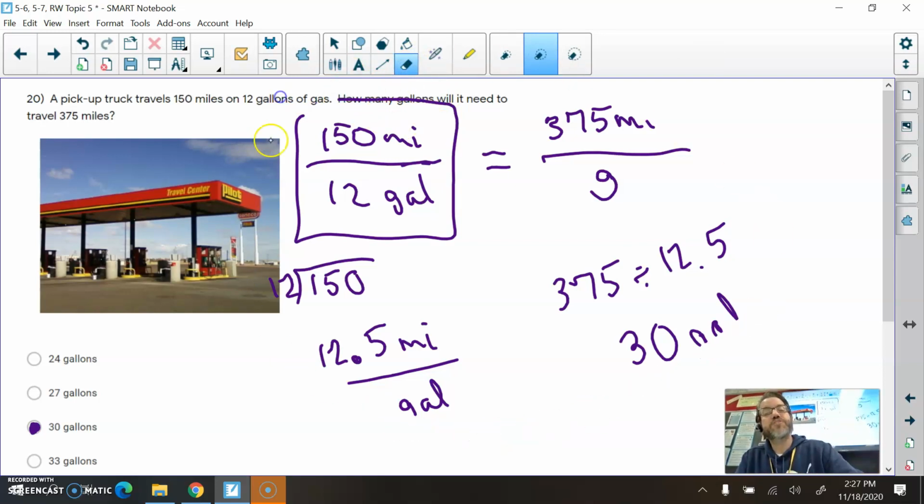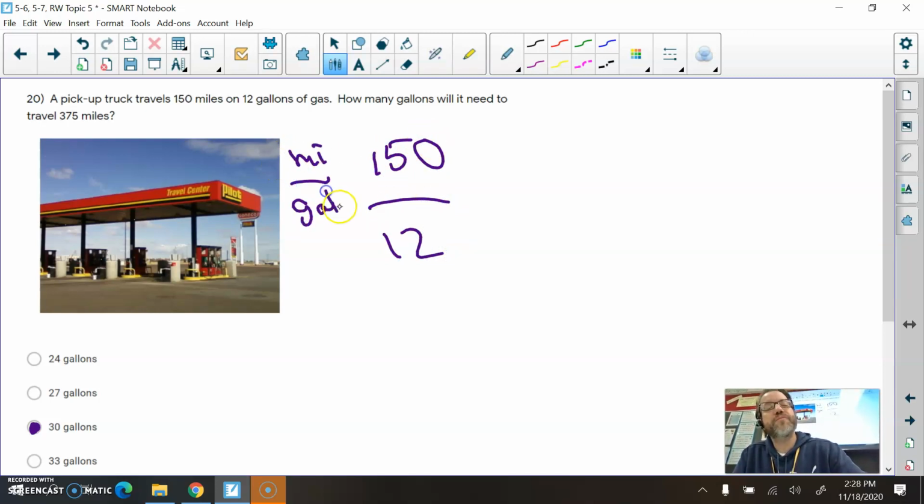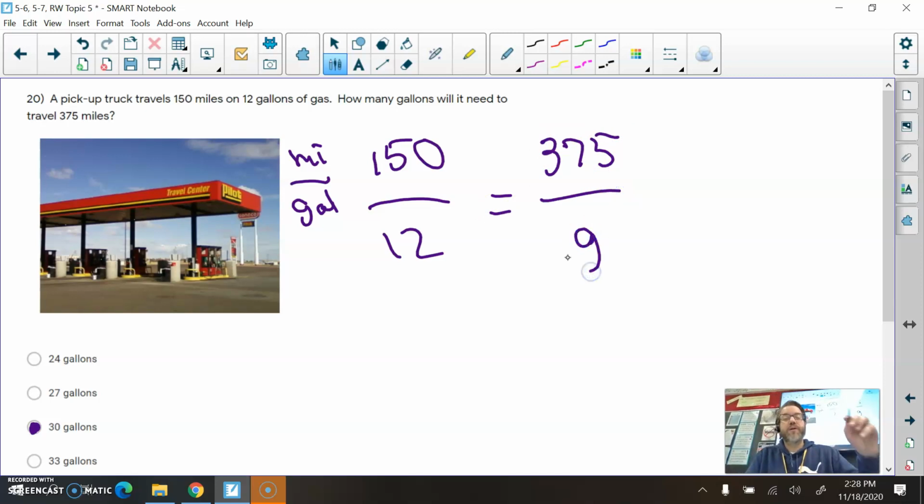Okay. And I'll show you that here quickly. All right, if it's 150 miles using 12 gallons of gas, I'm putting miles in the top, gallons in the bottom of my ratio. Then 375 miles, that goes in the top, would be how many gallons? I honestly think it would be easier to take 375 and divide by 150. Okay, and that equals 2.5.